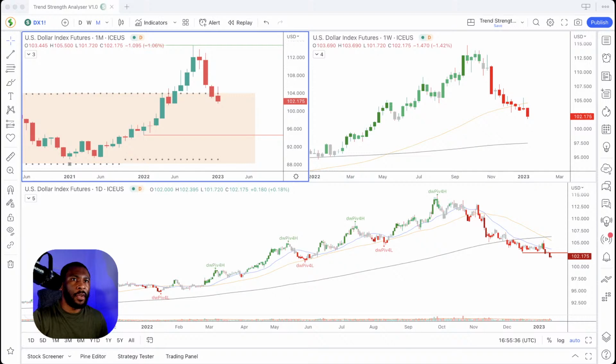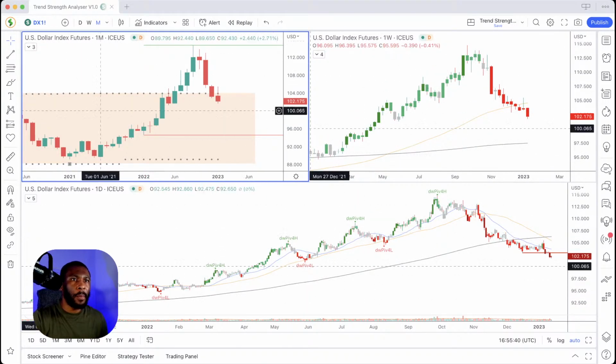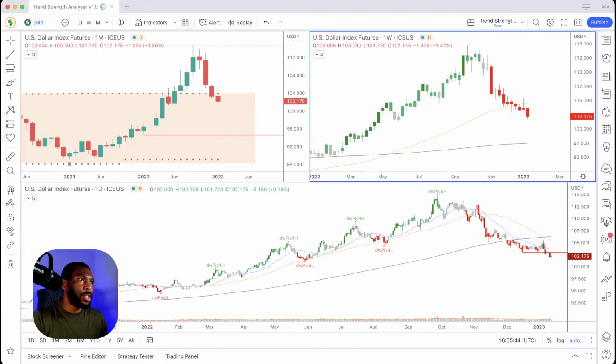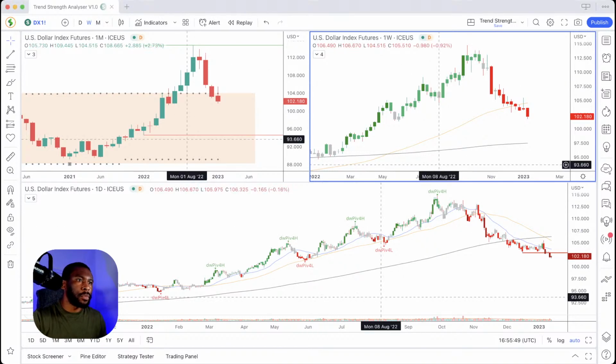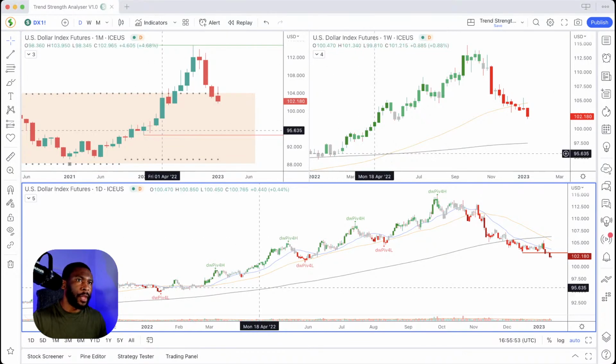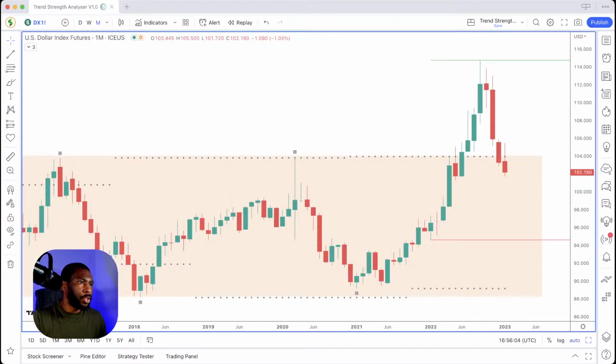So let's look at the chart that we have here, the three screen setup. The top left hand chart is the monthly time frame. The top right hand chart is the weekly time frame, and the chart here along the bottom is the daily time frame. So we always look at the monthly first. Let's jump straight into the monthly.